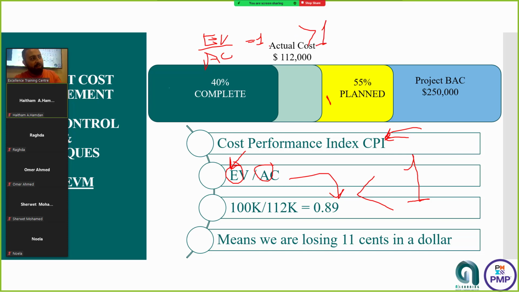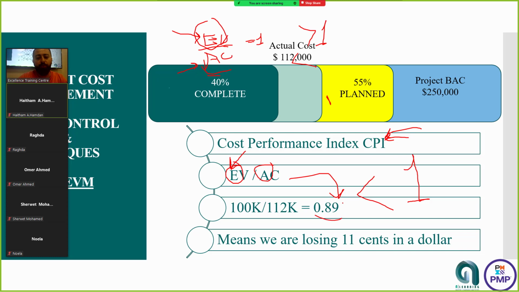EV will be more than AC, which is the value that you have already earned more than what you have spent, which is a positive impact, right? You have done a great job. You have got more than what you have spent. Great, right? And if it is less than 1, that means what you have earned is less than what you have spent. You have paid $100 and you have got a product for $50. Is it negative or positive? It's negative. So this is how you will be digesting those equations.